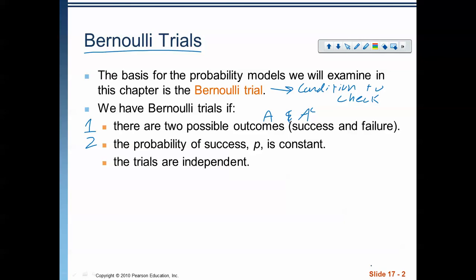And then the third one is that the trials are independent. There can be no influence, so the second trial has to be independent of the first trial.